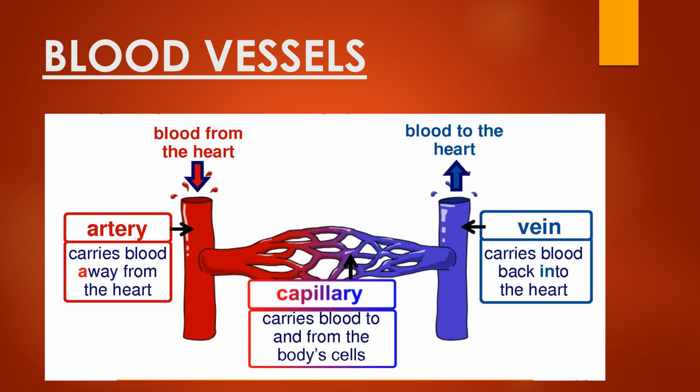Now what is oxygenated blood? Blood rich in oxygen is oxygenated blood, and blood which is not rich in oxygen is deoxygenated blood. What does a vein do? Veins carry blood back into the heart. Look at the spelling of vein, V-E-I-N: the I and N spell 'in', so you can remember that it carries blood back into the heart. And what does a capillary do? Capillaries carry blood to and from the body cells.